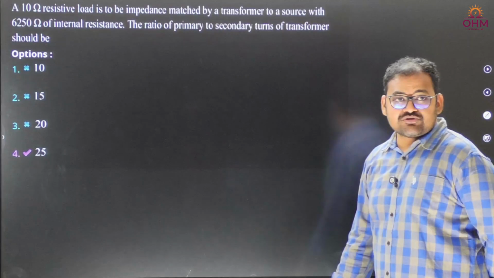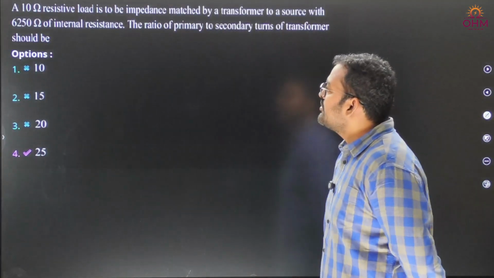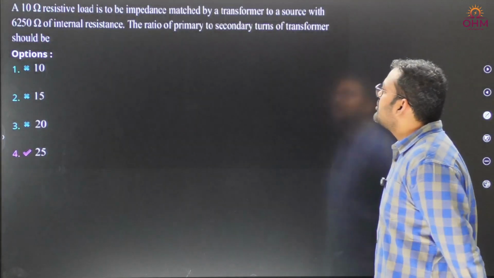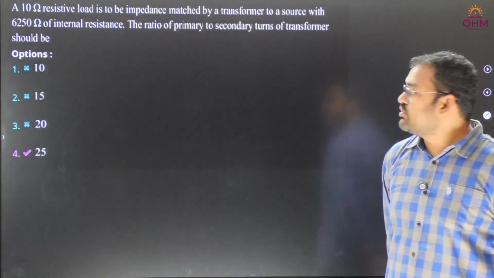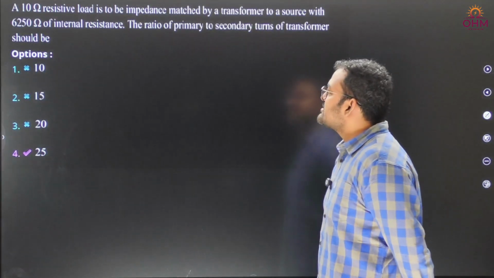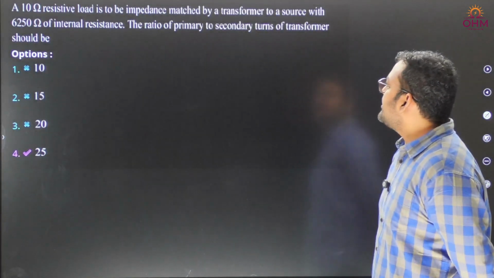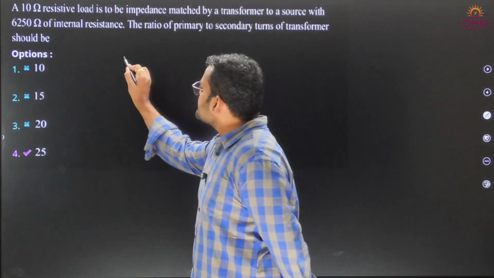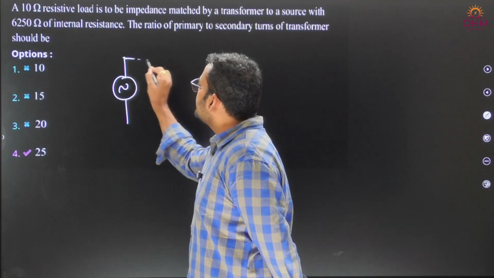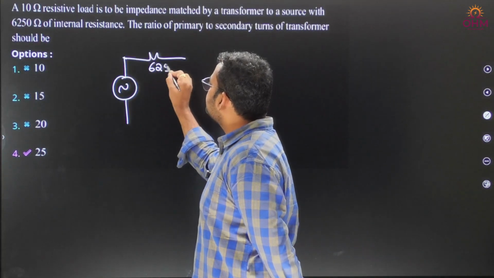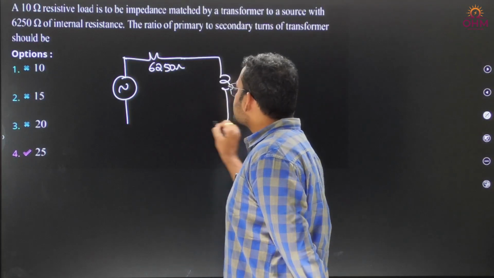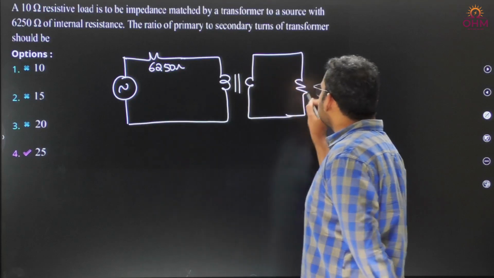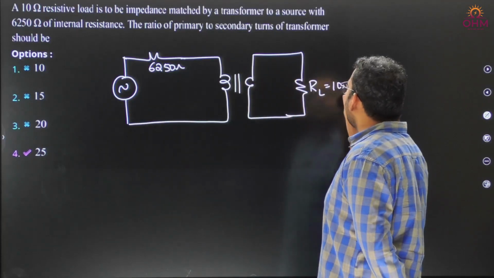We have another question from transformers. Read the problem. A 10 ohm resistive load is to be impedance matched by a transformer to a source with 6250 ohm of internal resistance. The ratio of primary to secondary turns of the transformer is how much? Very simple question. There is a source with an internal resistance of 6250 ohm. Now, by using a transformer, I have to match a 10 ohm resistance with this 6250 ohm resistance.